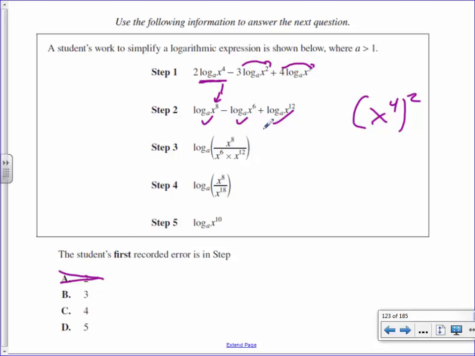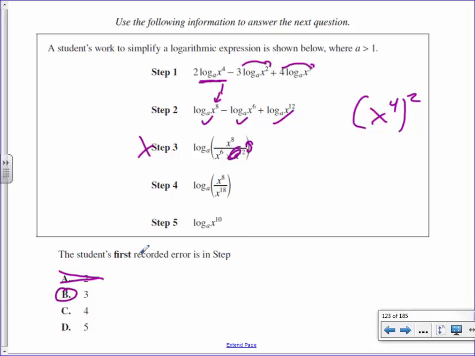Then on the next step here, what they did is they took the 8 and the 6 and they subtracted. Well, subtract means divide. So see how the 8 and the 6 have been divided? But the x to the 12 has to be on top. See how the x to the 12 is the plus? That actually should have been sitting up top here. So that was a mistake. So the answer to this question, by the way, was B.